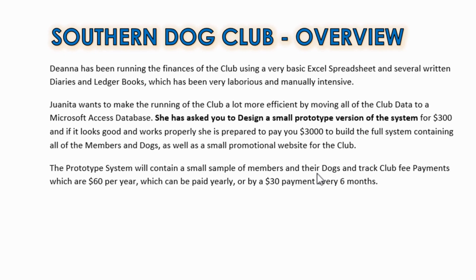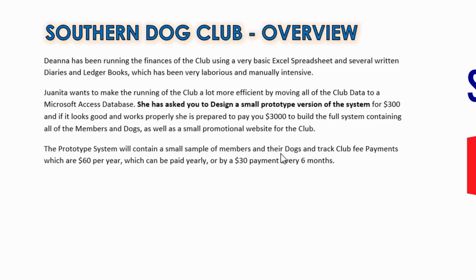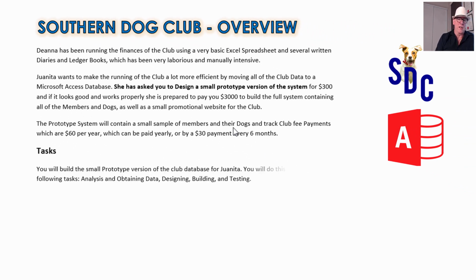Okay, so you're going to do a prototype. This is going to track the dogs and mainly the members' club payments too, because they have to pay $60 a year to belong to the club, and they can do that by a $60 one-off payment at the end of the financial year before June 30th, or they can do two 6-monthly $30 payments to bring it up to their $60. Now the task: you're going to build a small prototype version of the club database, which you can show to Juanita, and hopefully that will get approval for building the big one, getting the big job.